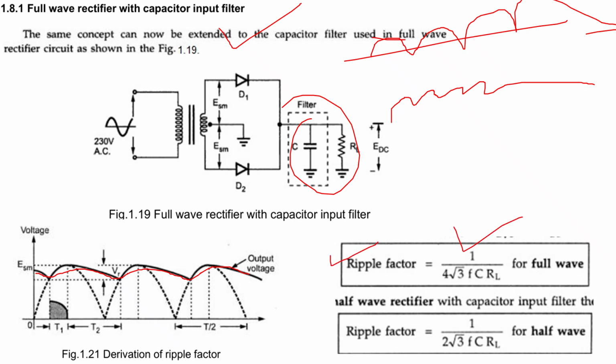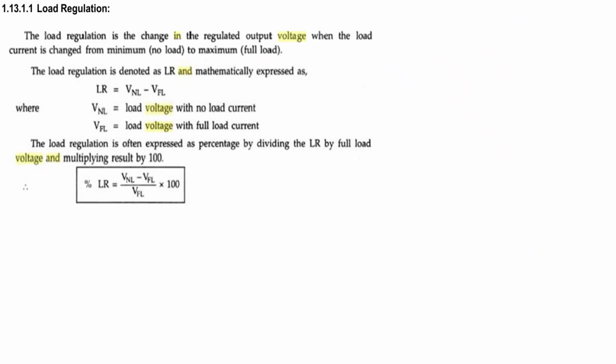In this case, every filter has some ripple factor. So the ripple factor is this one for your half wave rectifier. For the full wave rectifier, the ripple factor is this. You may remember all these; these are the important results. Load regulation, similarly, you can calculate for the full wave rectifier. This is nothing but no load minus full load divided by the full load, right?